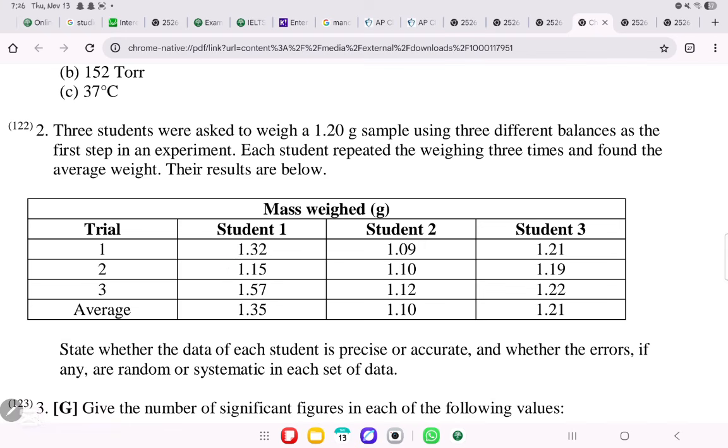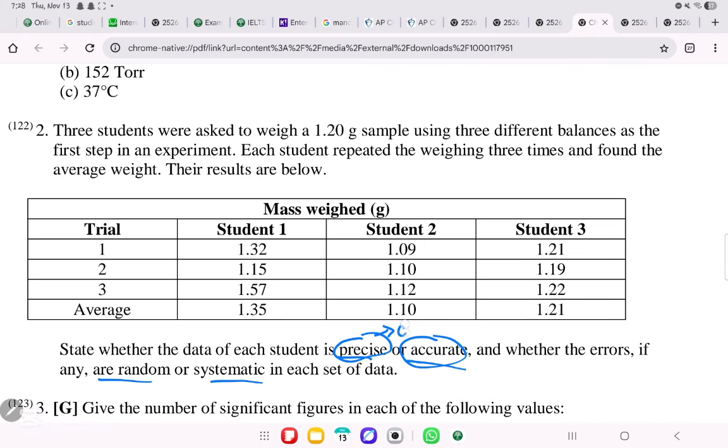Now, state whether the data of each student is precise or accurate, or whether the errors, if any, are random or systematic in each set of data. Before we proceed, we need to explain what is the difference between precise, accurate, inaccurate, random, and systematic. Now, before we do anything, we need to check if it's precise and accurate, and if it's not precise and inaccurate. First of all, what is the definition of precise?